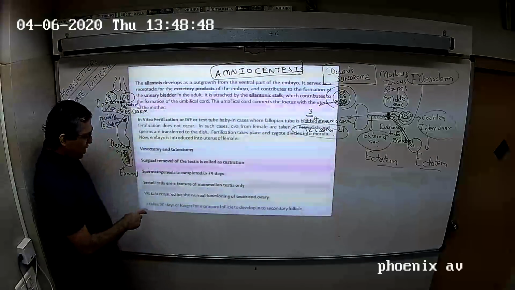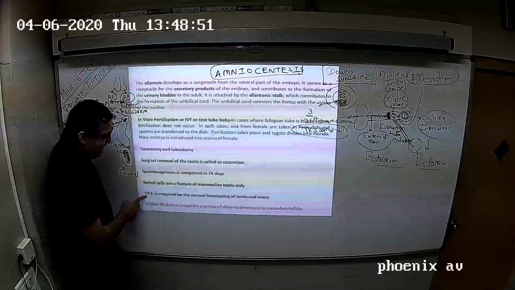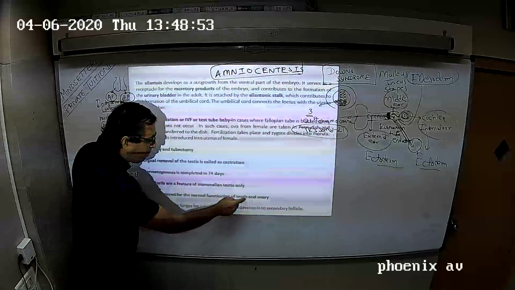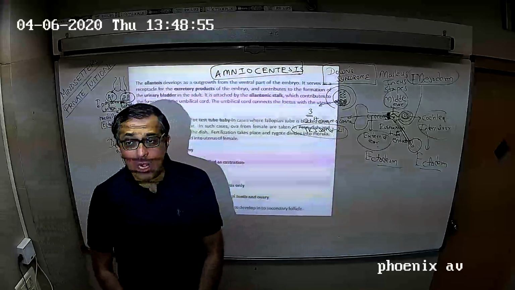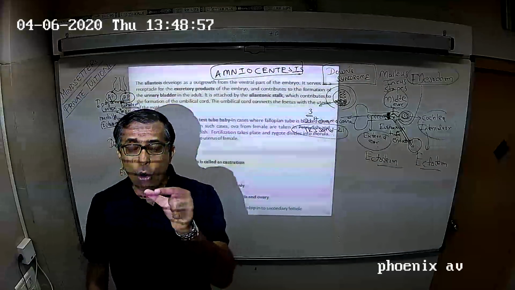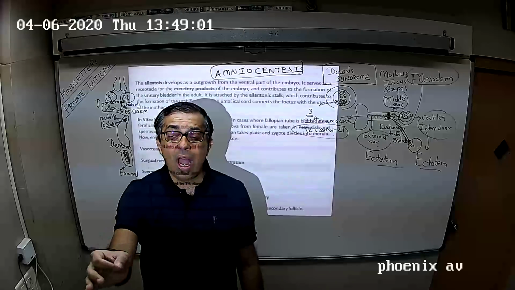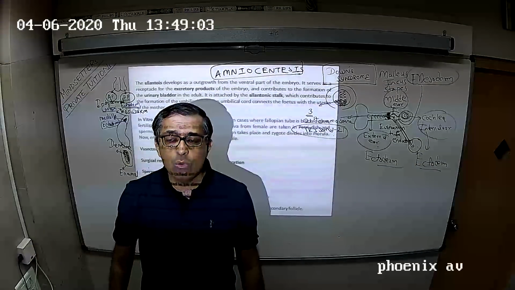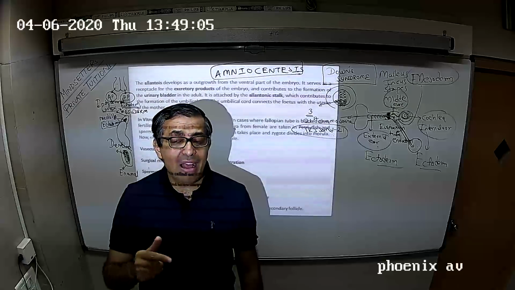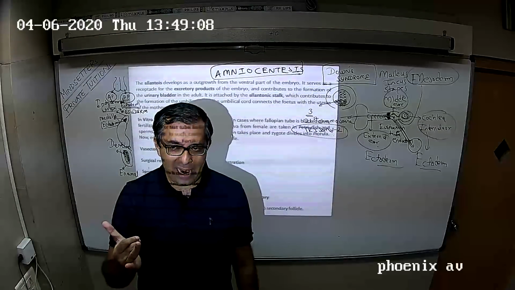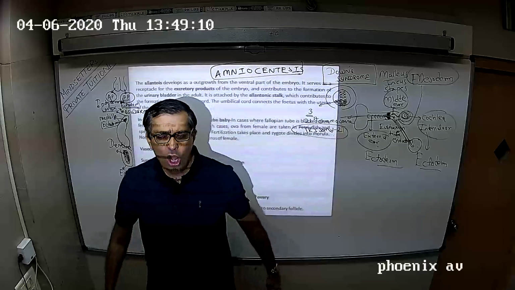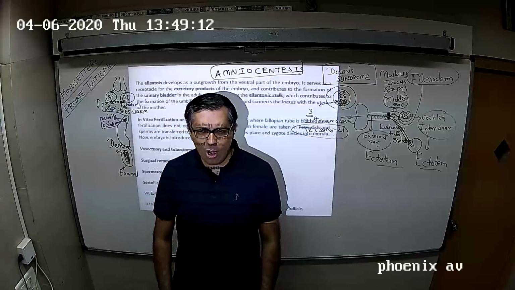And the last one there, vitamin E is required for normal functioning of testis and ovary. For testis and ovary to do spermatogenesis and oogenesis, we require vitamin E, and with vitamin E, you will have successful sperm and egg production. So these are some extra points from the NEET point of view.